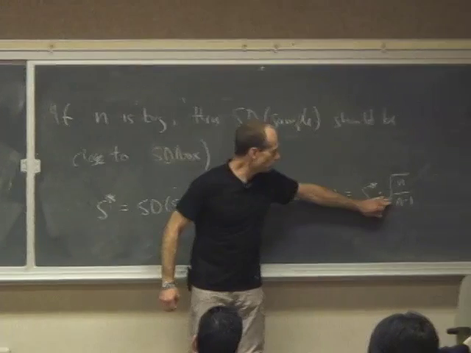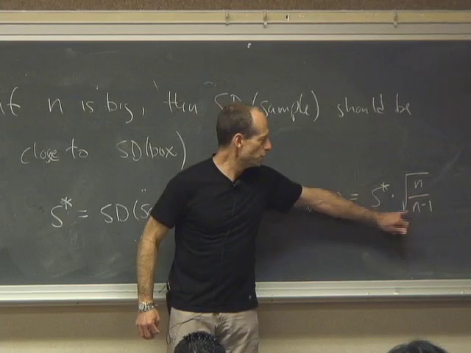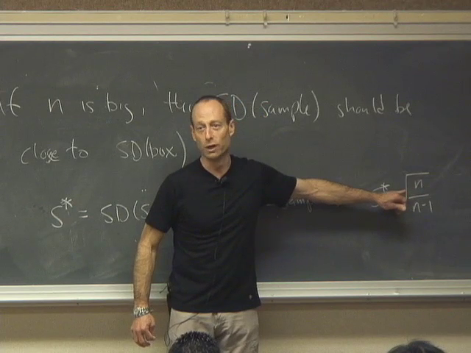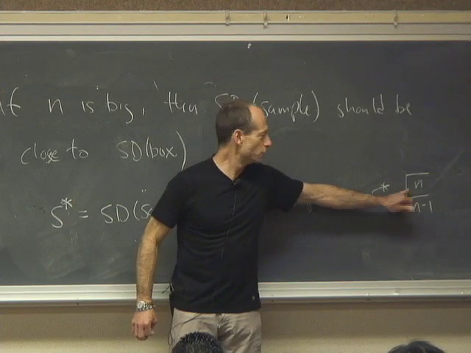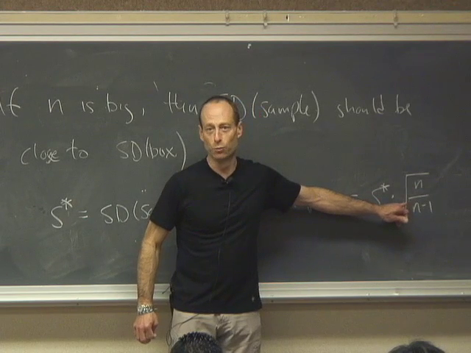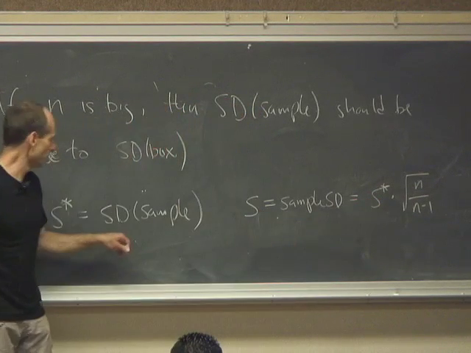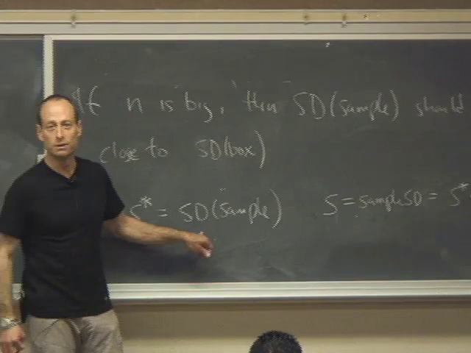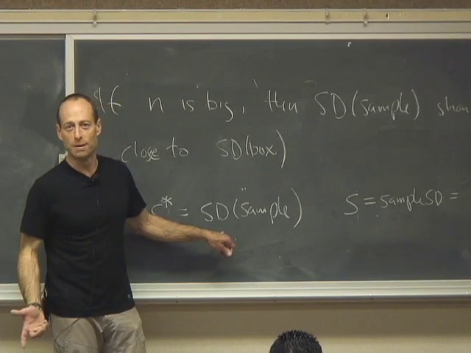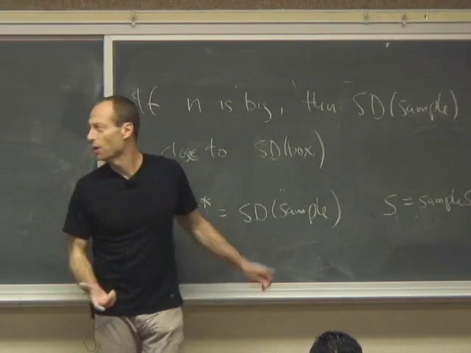If n is really, really, really big, then this ratio is going to be almost 1, right? The limit of this ratio as n goes to infinity is 1. Right? If n is small, then this thing can be noticeably bigger than 1. So this sample standard deviation is bigger than the standard deviation of the sample by an amount that gets smaller the larger the sample is. So far, so good? Okay.